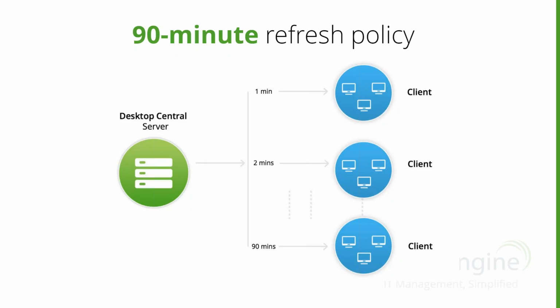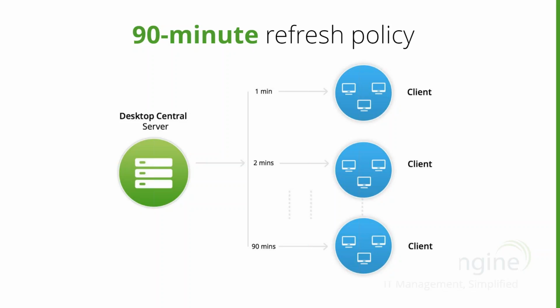Let's imagine that you're managing around 900 computers in your network, and all of them are contacting the server at the same time, which might choke up your network bandwidth. It might even impact the server CPU performance, which you don't really want as a system admin. So to handle this scenario, Desktop Central has this intelligence, or I would say the feature of the 90-minute policy, where it will streamline or distribute this agent-server communication in a uniform way.